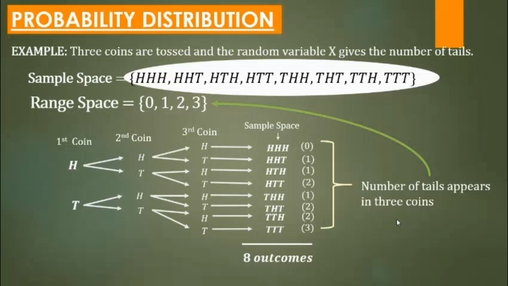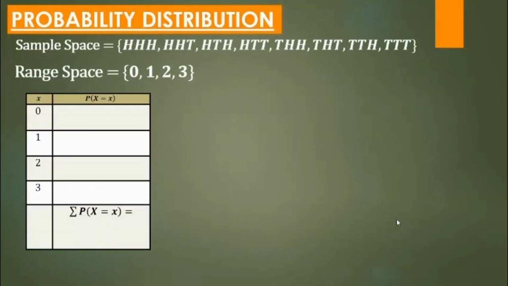A probability distribution can be in the form of a table. So in terms of the probability distribution table, the first column is intended for the value of the random variable x, which are the range space, the intervals 0, 1, 2, and 3. And then the next column is intended for the probability of random variable x equals x, or P(X = x). So in order for you to supply the necessary value on that column, you will be using this formula. P(X = x) is equal to the number of ways it can happen over the total number of outcomes.